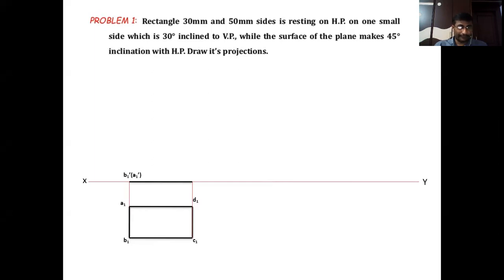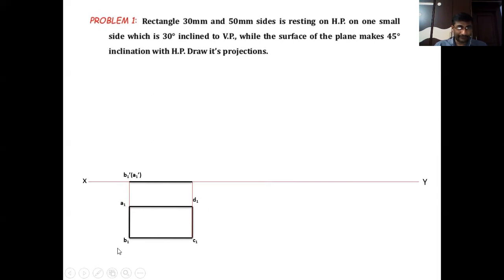Then in the front view, looking at this diagram from this side, the B1 corner is a visible corner and the A1 corner is an invisible corner. Okay, so therefore we have to represent it like this: B1 dash, with A1 dash in brackets. Within the brackets, the point is an invisible point. Outside the brackets, the point is a visible point. The dash represents the front view.